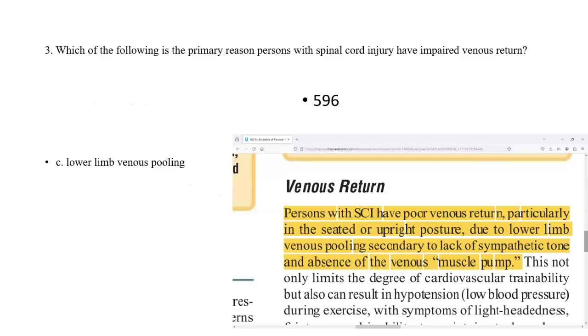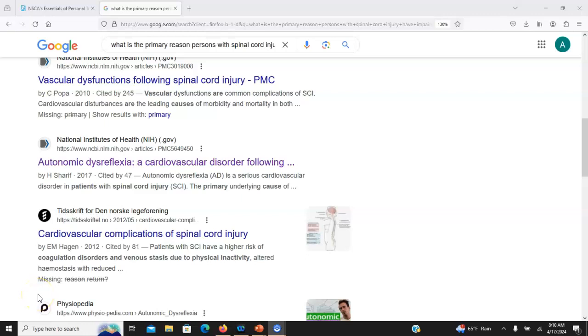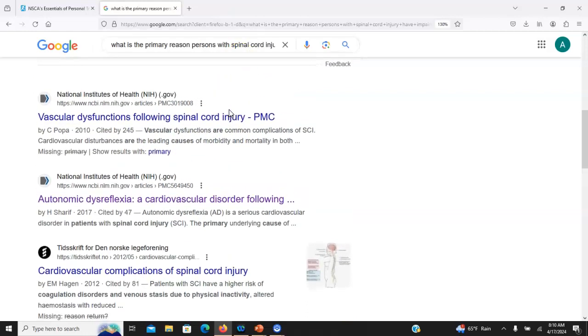But the way they write this in the test question is lower limb venous pooling. And I have a little bit of an issue with that because I think it's a little bit mooky. And of course, this sent me down a rabbit hole where I did a cut and paste and said, what is the primary? Just took the quiz question. What is the primary reason persons with spinal cord injury have impaired venous return? And that takes you down a pretty solid rabbit hole of information.